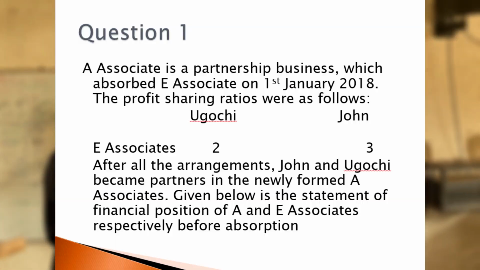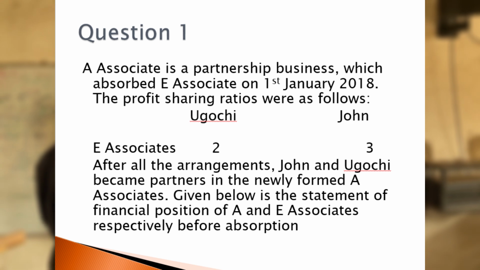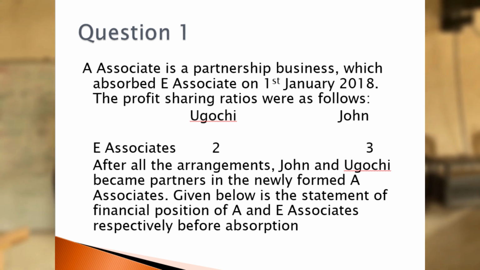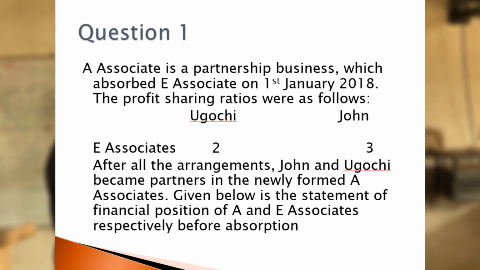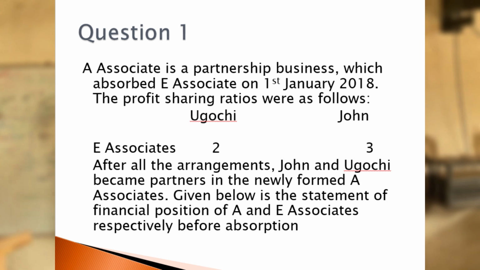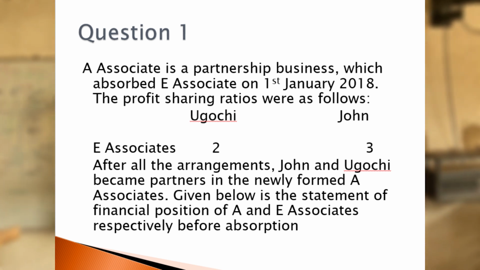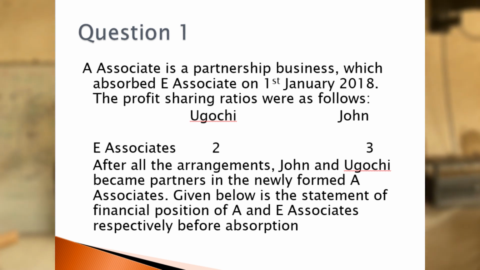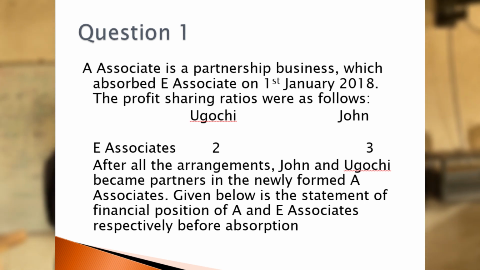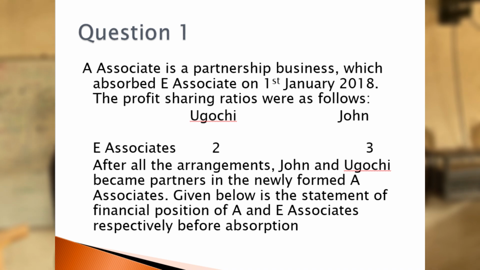A Associate is a partnership business which absorbed E Associate on 1st January 2018. The profit sharing ratios were as follows. The first thing I'd like us to take note of is that we have the absorbing partner, which is A Associate, and then we also have the absorbed partner or partnership, which is E Associate, right? The next thing is they gave us the profit sharing ratios.